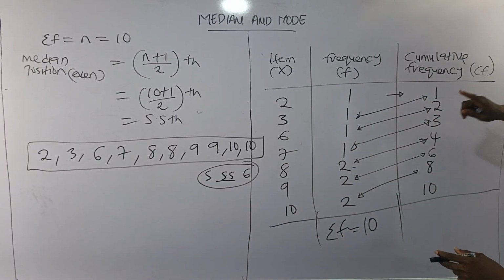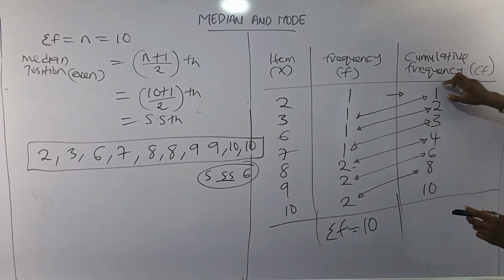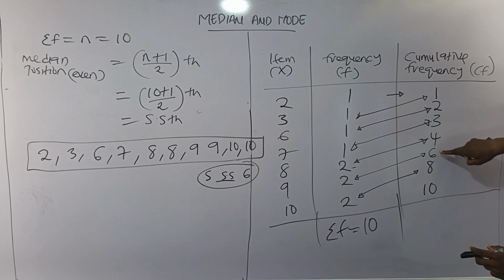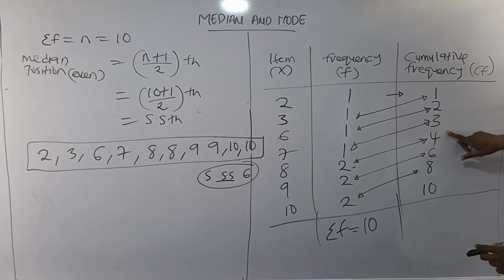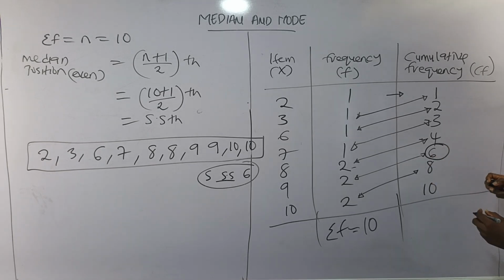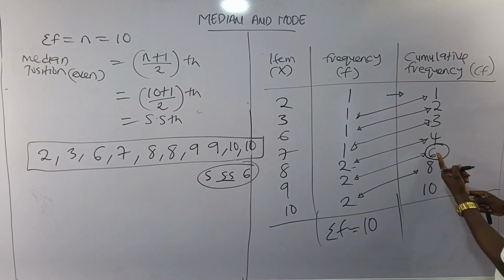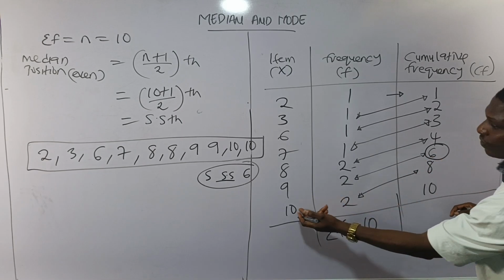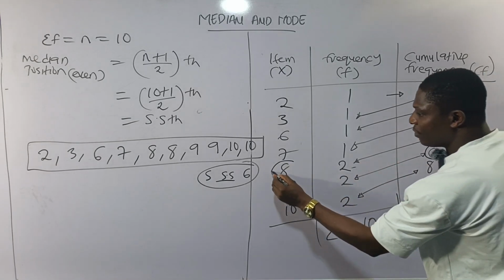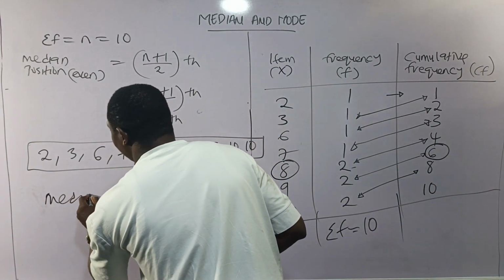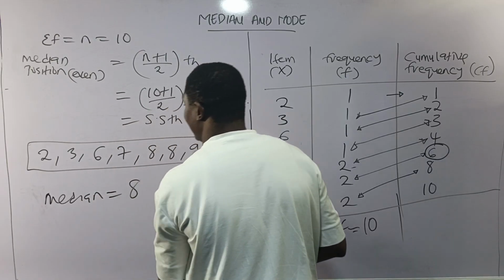Now you see 5.5 is greater than 1, greater than 2, greater than 3, is greater than 4, but is less than 6. Is greater than 4, but less than 6. Means it falls here. And here corresponds to our item. This is the third from the bottom, first, second, third. So it corresponds to item 8. So therefore, our median is equals to 8.